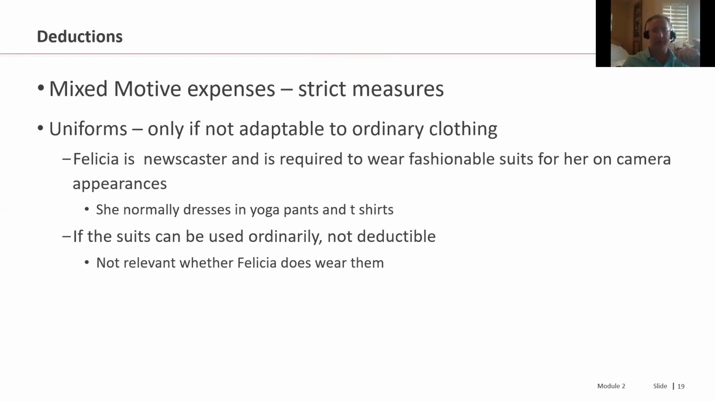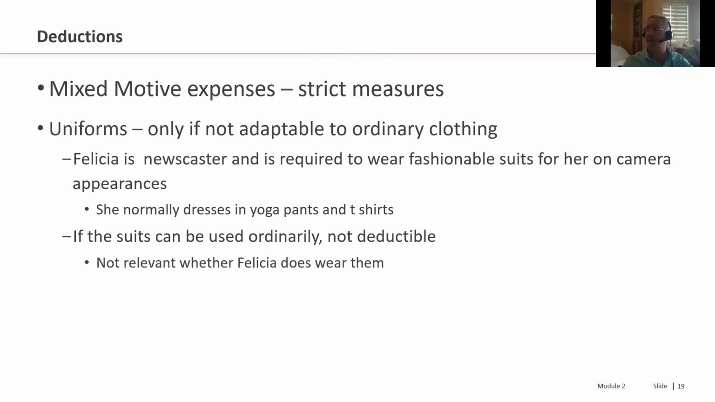So if a person could wear that suit and it would be considered reasonable to do so in an ordinary situation, that's not deductible. And it's not relevant whether Felicia does or does not wear them in those situations. So since a suit that a newscaster would wear is a formal suit, but it's a suit, as a result, it's probably not deductible.